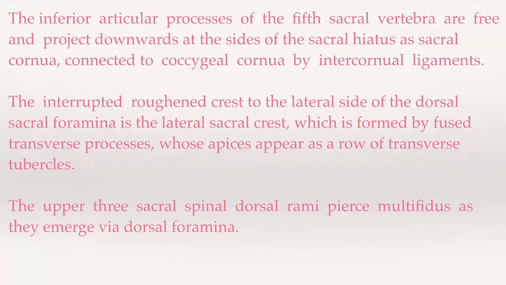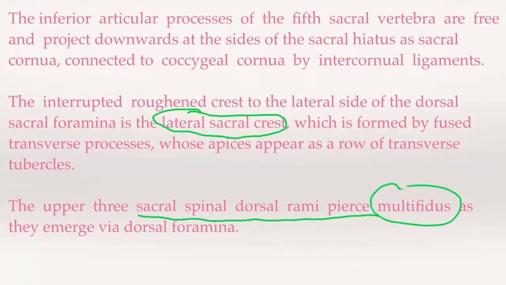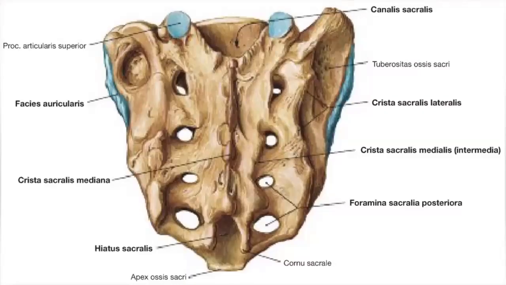The interrupted roughened crest to the lateral side of the dorsal sacral foramina is the lateral sacral crest. This is lateral to the dorsal foramina, formed by the fused transverse processes whose apices appear as a row of transverse tubercles. The upper three sacral spinal dorsal rami appear beside the multifidus as they emerge via the dorsal foramen. We'll see that. So this is the lateral surface, which has tubercles.